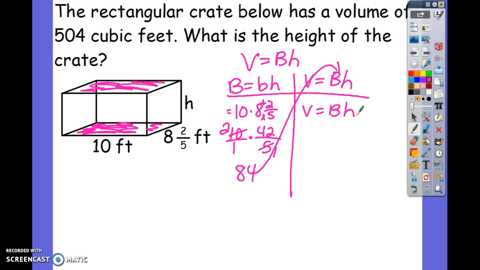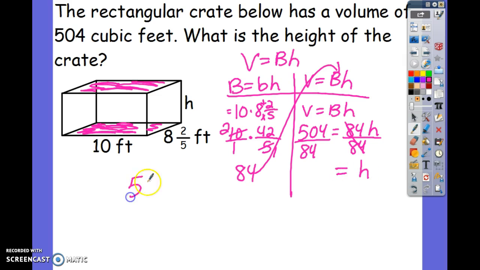So I am being told that the volume is 504 cubic feet, and I figured out that the area of the base was 84. So my height is unknown. So I need to isolate my variable. I will need to divide both sides by 84. So 504 divided by 84, let's go over here where we have some room.